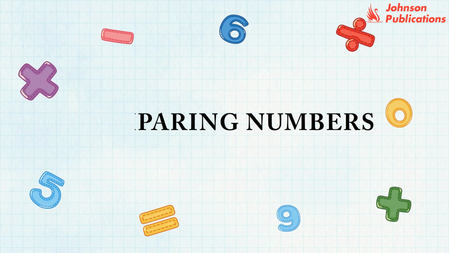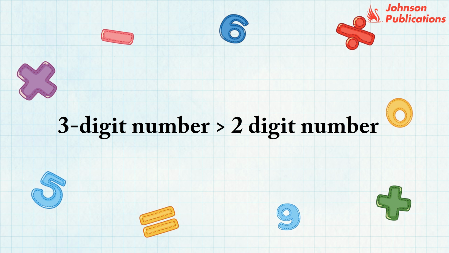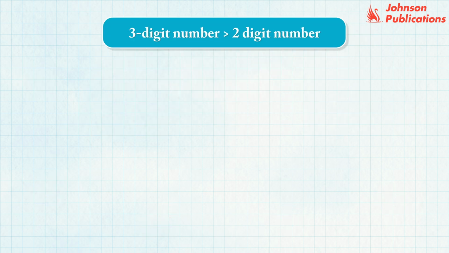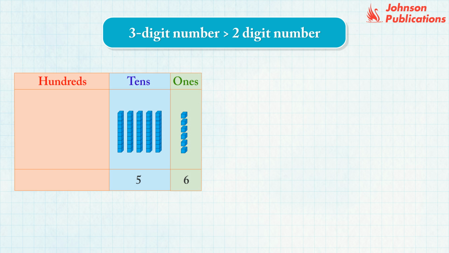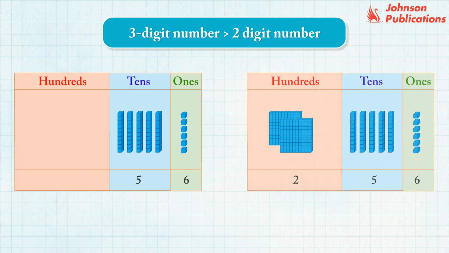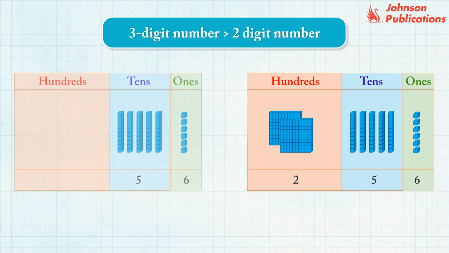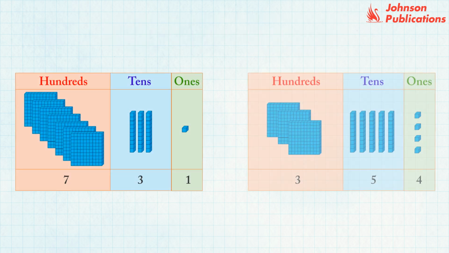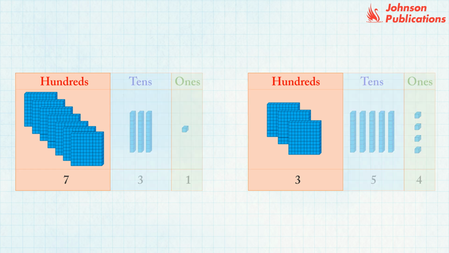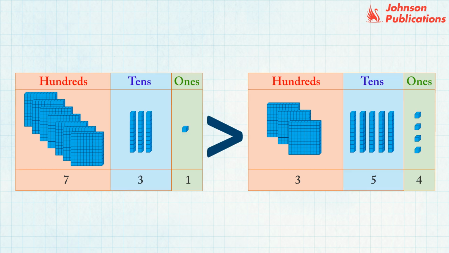Comparing numbers. We know that a 3-digit number is always greater than a 2-digit number. For example, if we compare 56 and 256, 56 is a 2-digit number and 256 is a 3-digit number. So, 56 is smaller than 256. Let us compare 731 and 354. We will compare the digits in the hundreds place first. Here 7 is greater than 3. Thus, 731 is greater than 354.